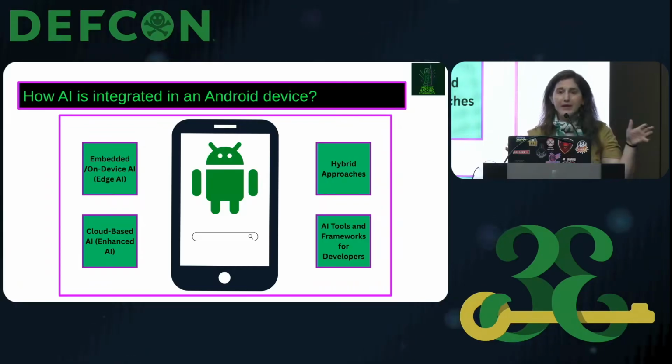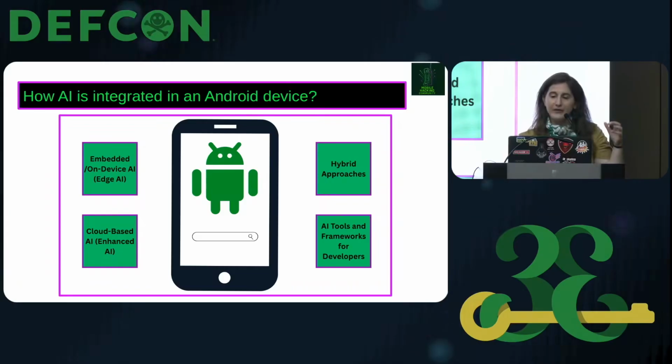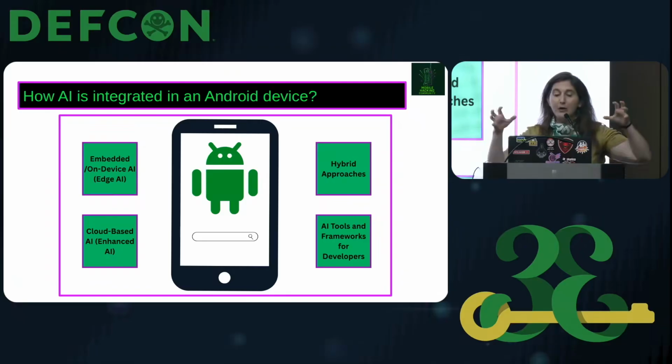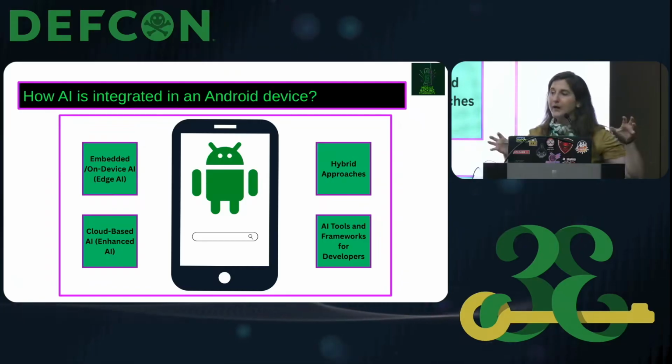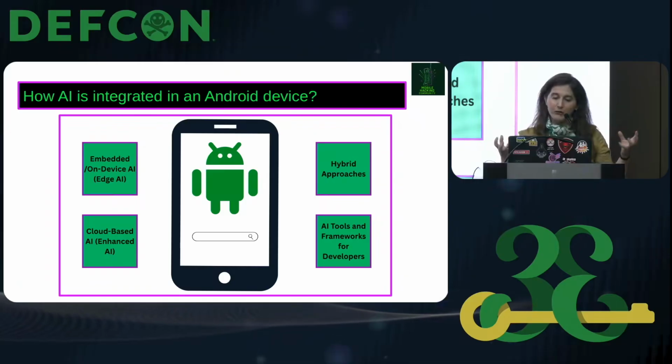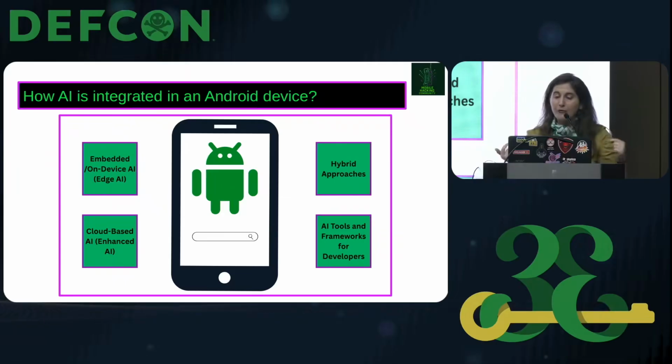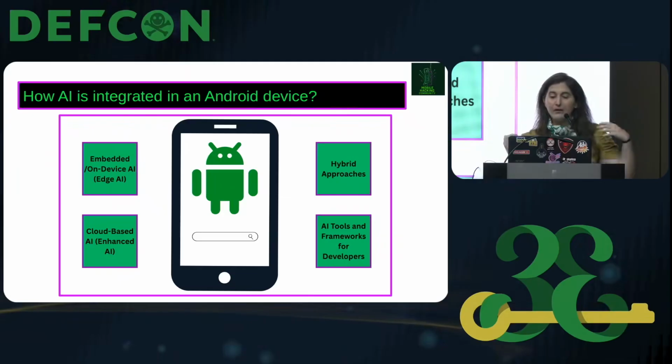Second, there's cloud-based AI, also known as enhanced AI. This is where your device sends data to cloud servers for AI processing, and then you get the result back. Third, many Android AI features use hybrid approaches, combining both on-device and cloud-based AI to get the best of both worlds. And finally, it's important to note that Google provides various AI tools and frameworks to help developers integrate AI into their Android apps.